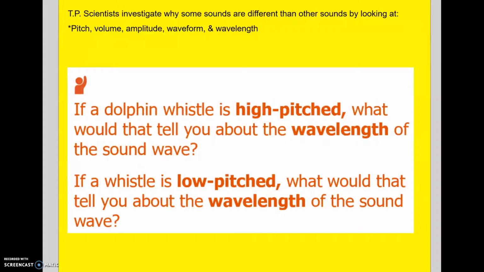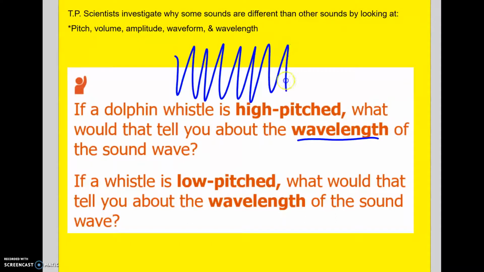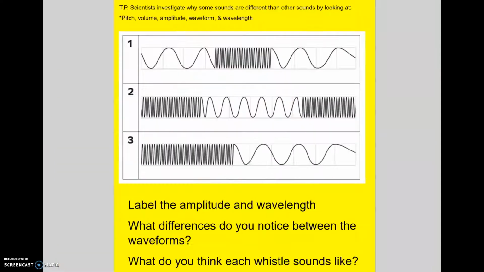We are continuing our investigation into why some sounds are different than others by looking at pitch, volume, amplitude, waveform, and wavelength. So if a dolphin whistle is really high-pitched, what would that tell you about the wavelength of the sound wave? Well, I remember that wavelength is how far apart the waves are from each other, and that if they're high-pitched, they're actually really close together. So that sound wave could look something like this if it's high-pitched. If a whistle is low-pitched, that would tell me that they're very far apart, or that they have a very large wavelength.